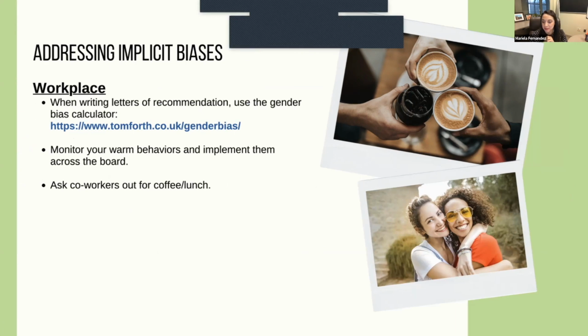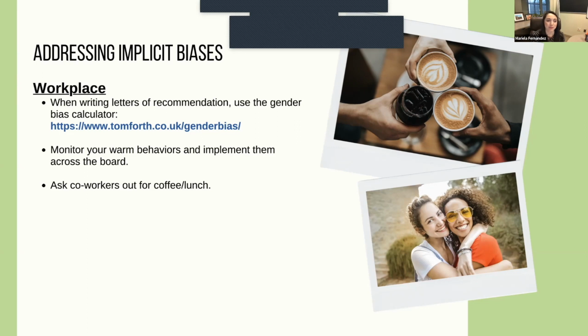I also mentioned that women are sometimes described very differently than men. There is a website now where, if you write, for example, a letter of recommendation, you can copy and paste your letter into a calculator. The calculator tells you how many feminine words were used versus masculine words. I think it's really helpful, and I definitely do it every time I write students' recommendation letters, because you might not be aware of the biases that you have. So it's always great to have that extra step.